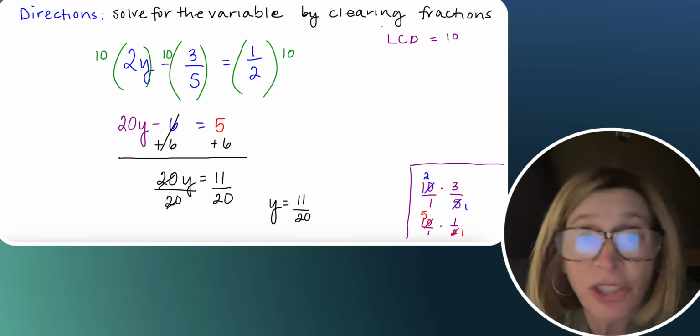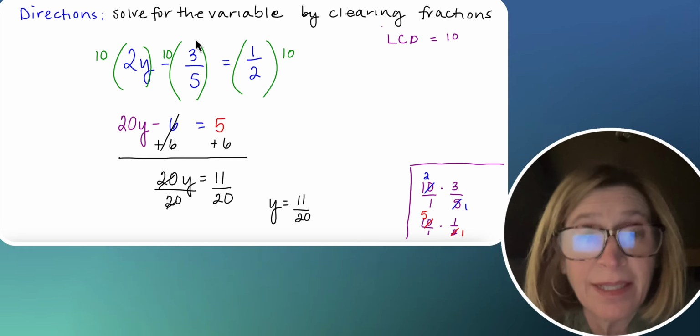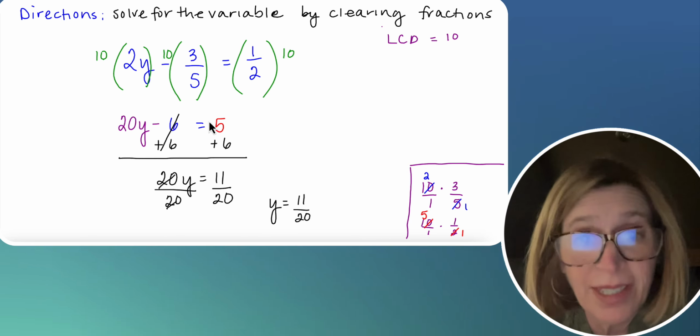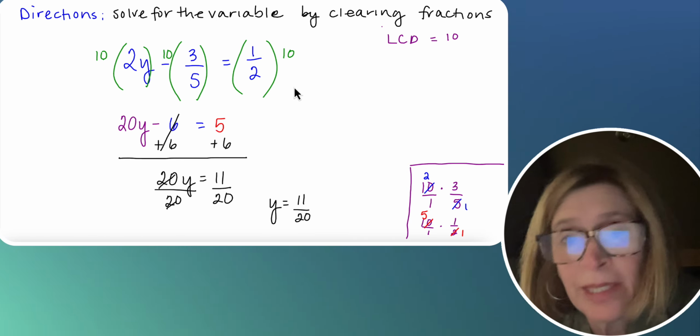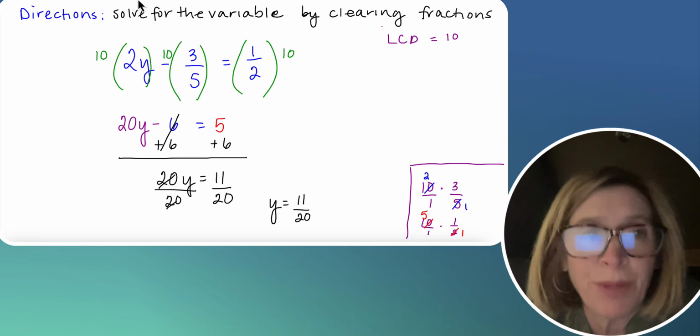All right, so now you could check your answer. You could plug it back in and then subtract it from 3/5 to see if it equals 1/2. You also could do that on your calculator and check it. But hopefully that was helpful.